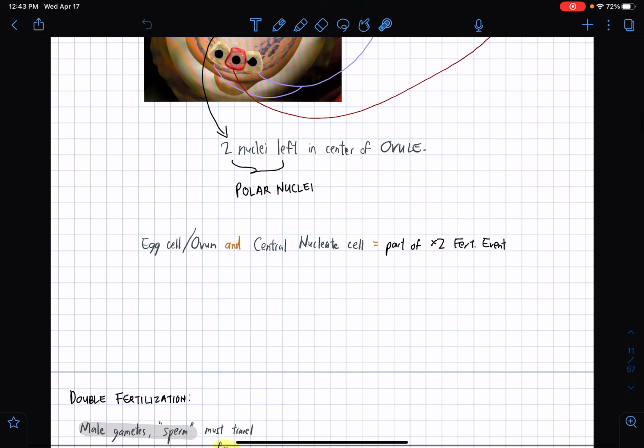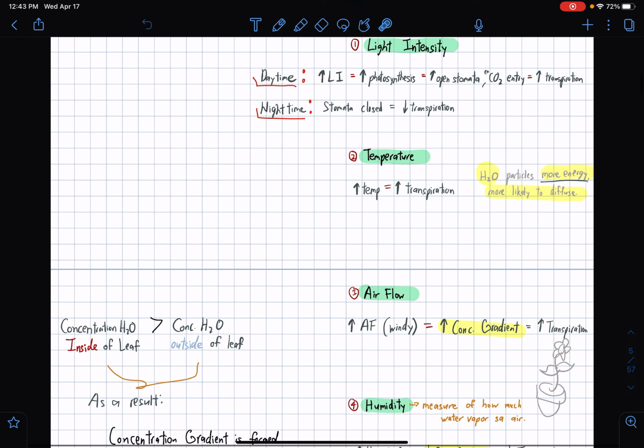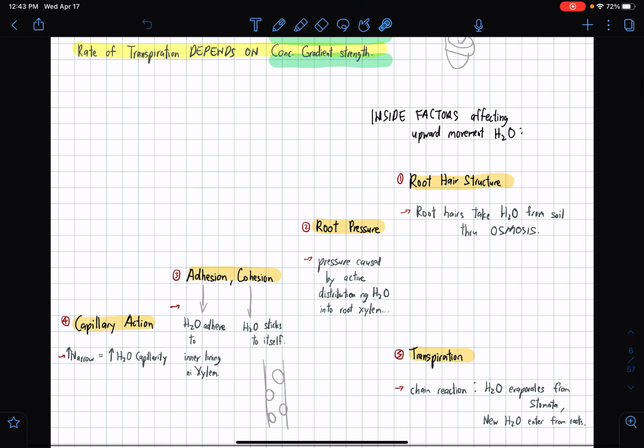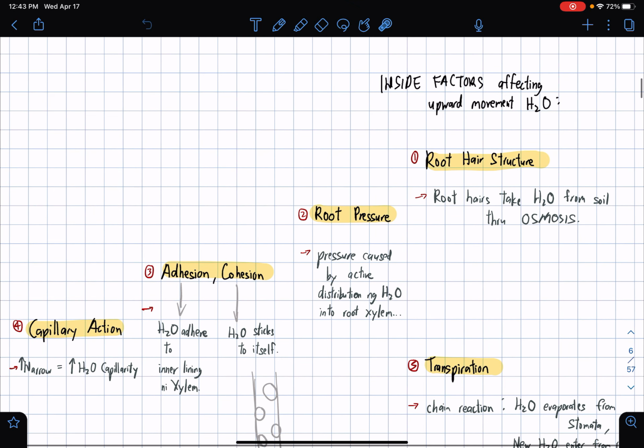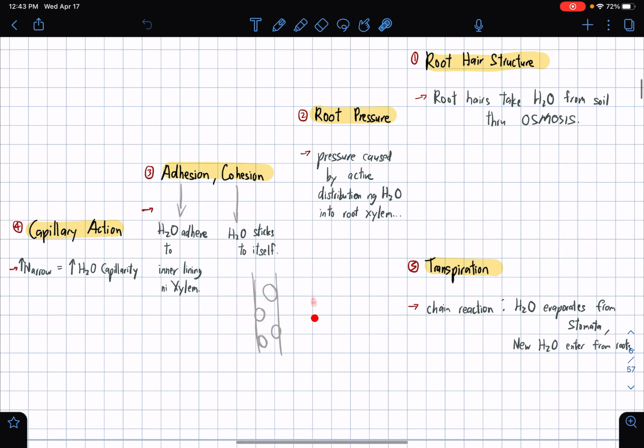So what are the factors that affect the upward movement of H2O? This is in the context of transpiration. So basically, adhesion and cohesion. For adhesion, water adheres to the inner lining of the xylem. Basically, the more narrow a vessel is, the higher the chance for it to adhere.